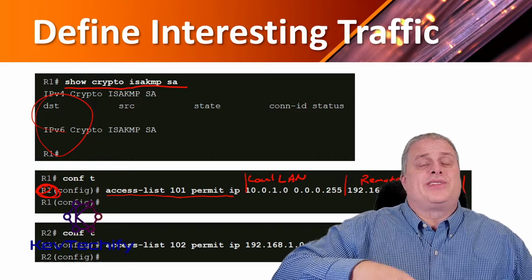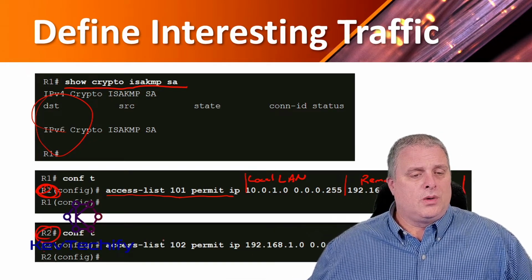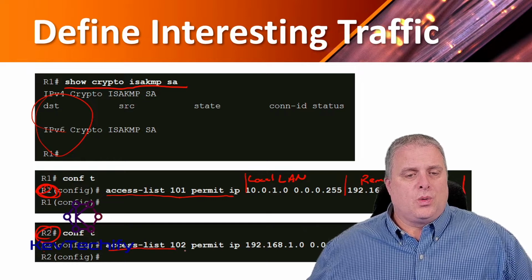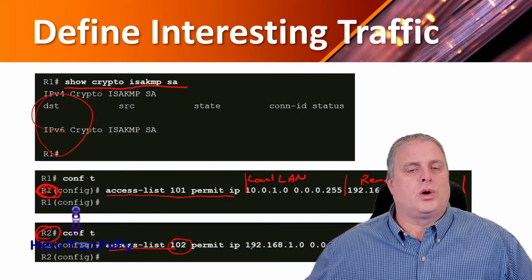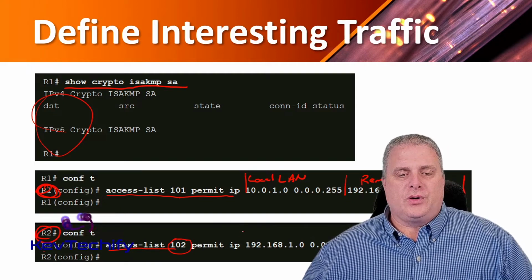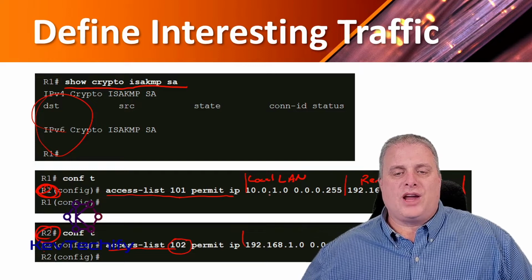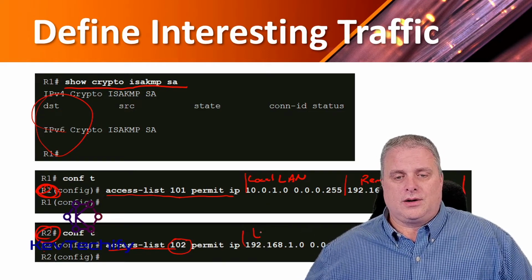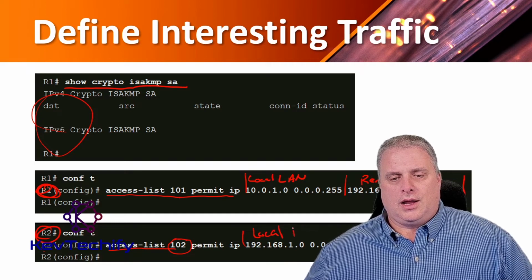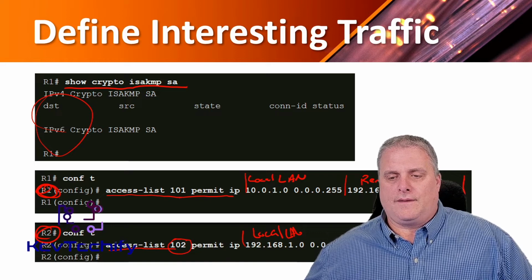We also have to do the same thing on the other device. Down here on router 2, we go ahead and we set up an access list. We just named it 102, so that way there's no confusion on which one we're talking about. If we notice here, the first one here is our local LAN, so that's going to specify what traffic actually starts the tunnel. So this is our local LAN. And then where is it going? Well, it's going to the remote LAN.